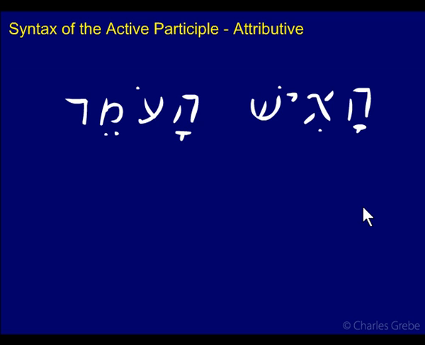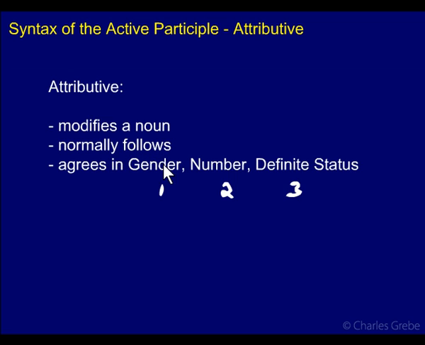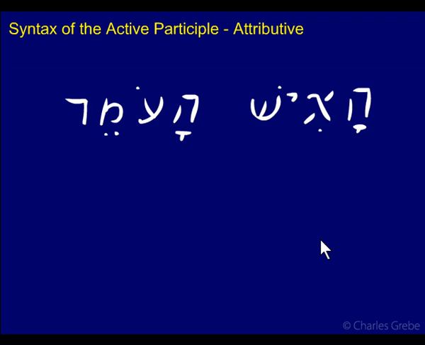Here we have ha'ish ha'omed. Now, amad means to stand. That's our verb over here. Ha'omed, here's our participle, here's our noun. So the man, and now what are we going to do with this here? Well, let's take a look at whether it does what we expect. Does it modify a noun? Is it following? And is it agreeing in gender, number, and definite status? Well, it is. This is the masculine singular form, right? Omed. I was going to say 3MS, but participles have no person, so you can't say a 3MS participle. Just a masculine singular participle.